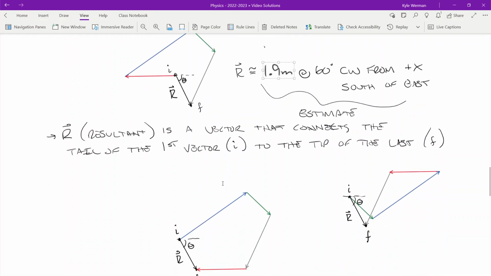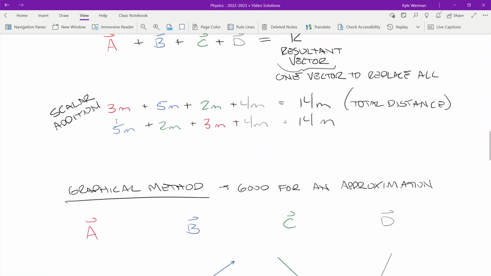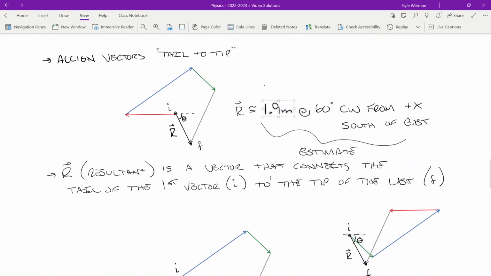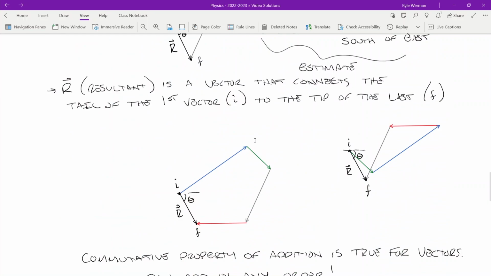Right? So the nice thing about addition is I can add in any order and I would still get 14. Vectors work the same way. If I start with the blue vector, then the green, then the gray, then the red, I end up in the same finishing point. I can start with the green, then the blue, then the red, then the gray.